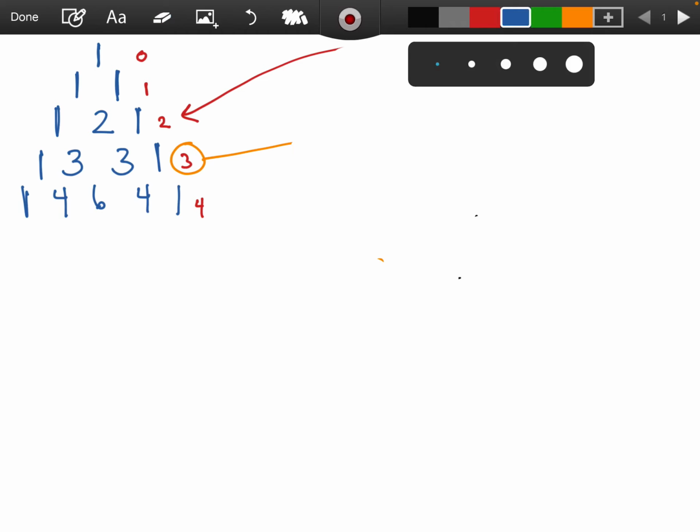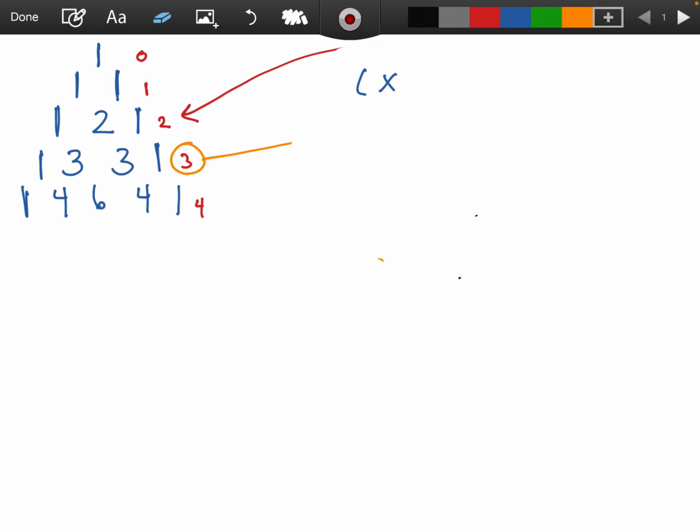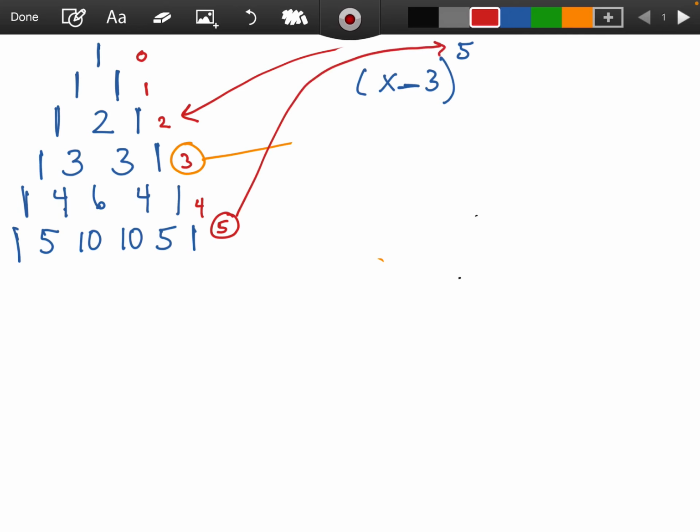Now let's say I have x, I don't want the numbers 1's, that's too easy. Let's do x minus 3, and let's go to the 5th power. And now we see we don't have enough rows here, so we can keep expanding Pascal's triangle. 1 always goes, 1 plus 4 is 5, 4 plus 6 is 10, 6 plus 4 is 10, 4 plus 1 is 5, and then we have a 1. And this is our 5th row, and we need the 5th row because we have x to the 5th.